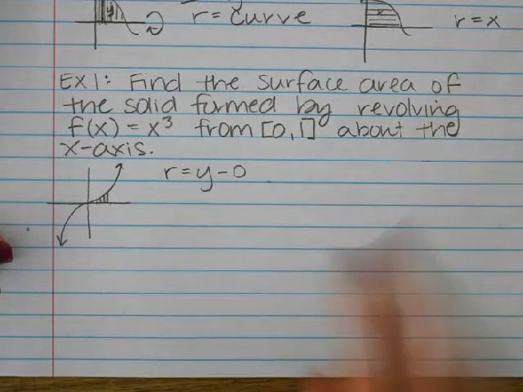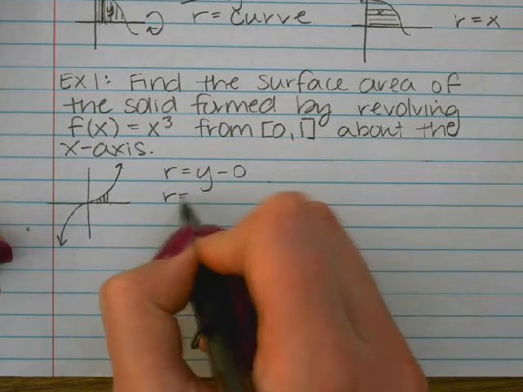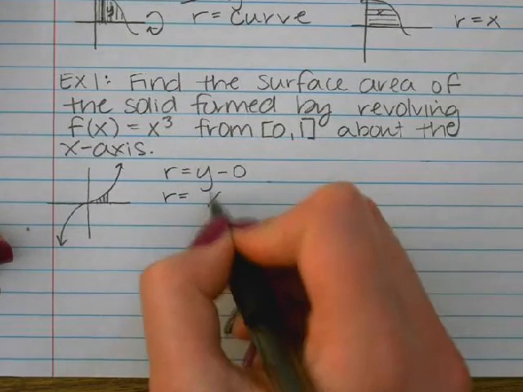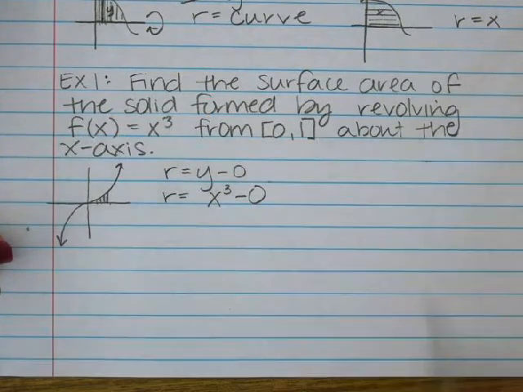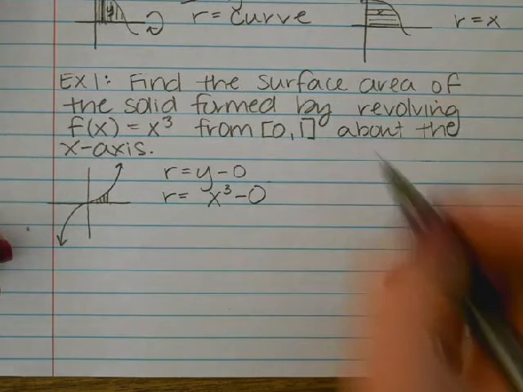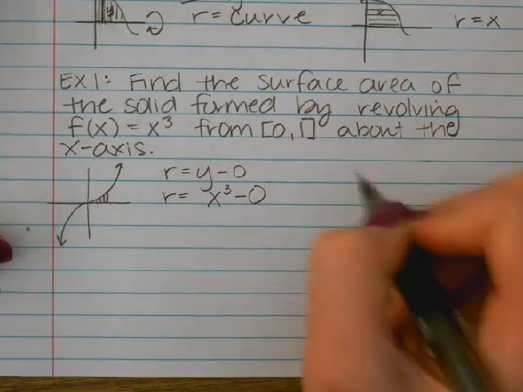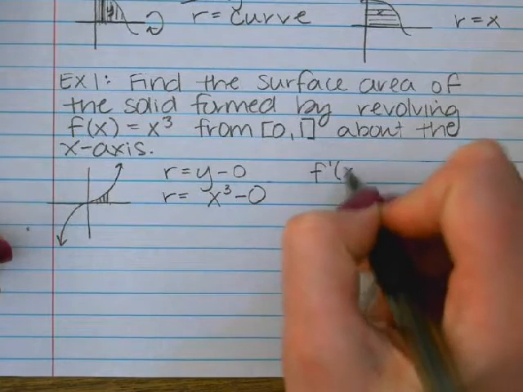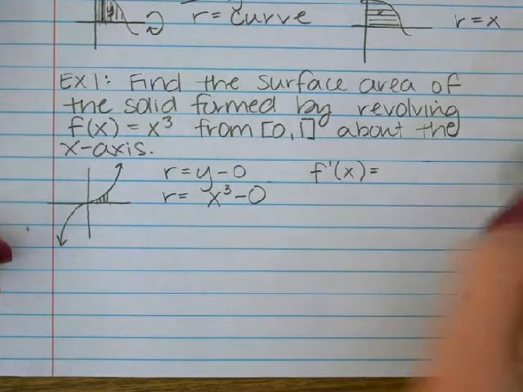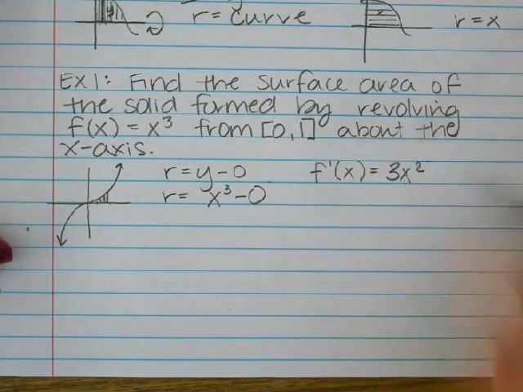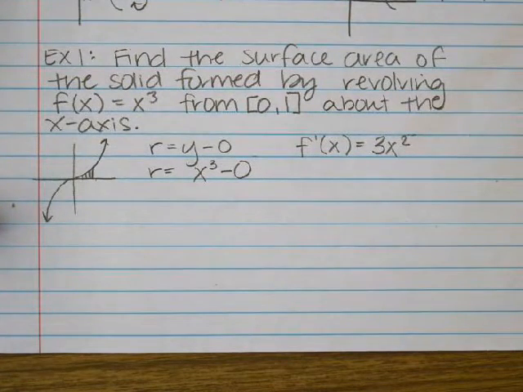So we've got y minus 0, but we're not supposed to use y, so what should we write instead? Yeah, the curve minus 0, which is x to the third. So x to the third minus 0, that's our r value. And then we have f of x is x to the third, so f prime of x is 3x squared. All right, and now we are ready to use our formula.